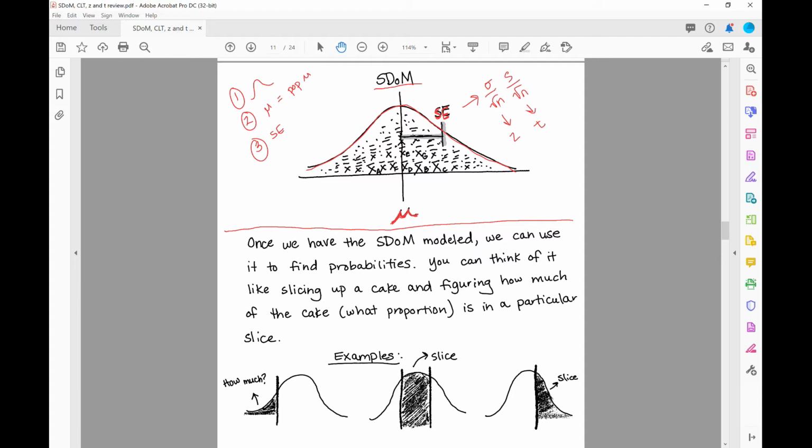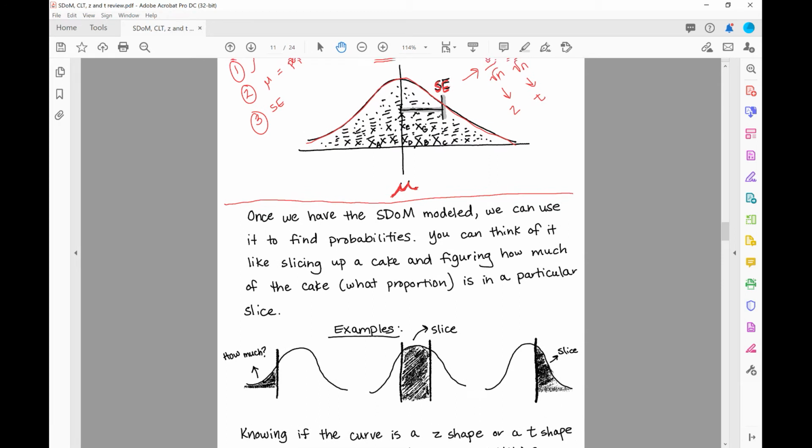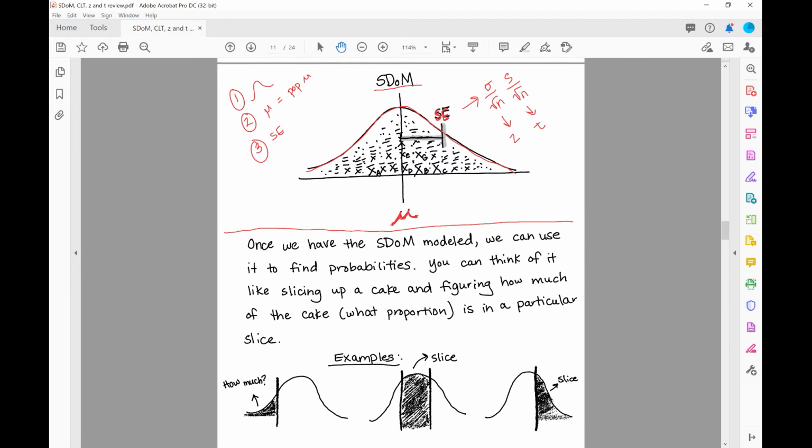I've been watching a lot of baking shows recently, so that's probably coming through in my examples. But you can think of it like slicing up a cake and figuring out what proportion of that cake is in a particular slice.